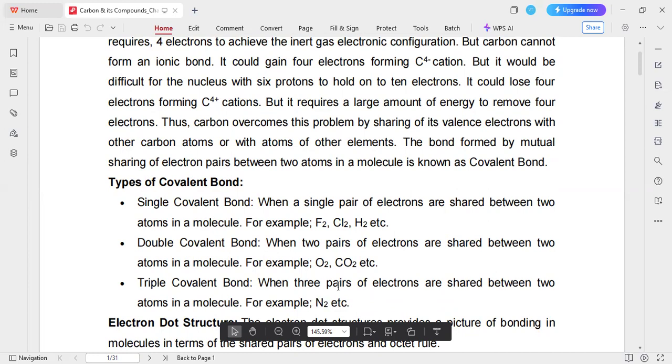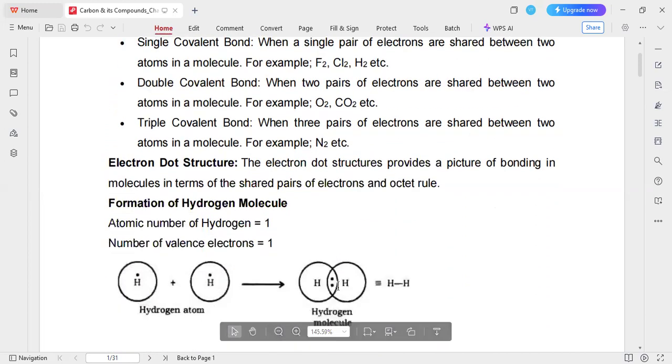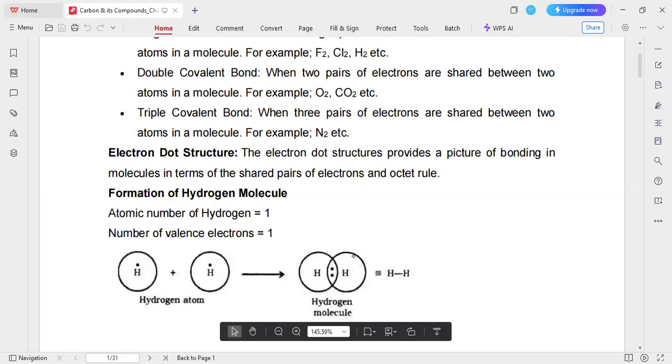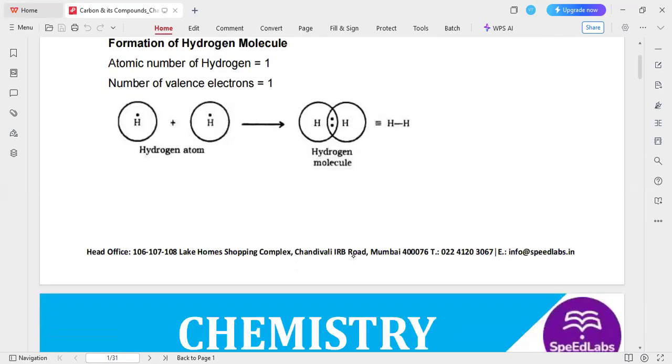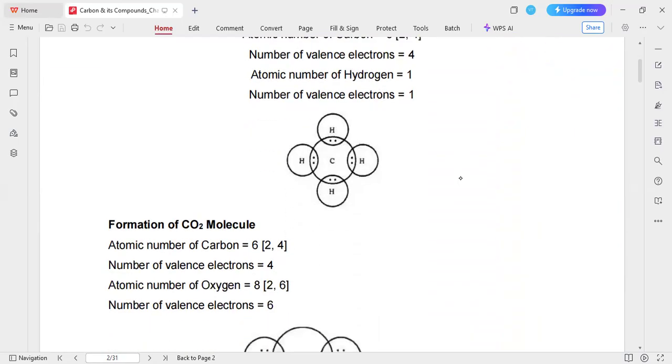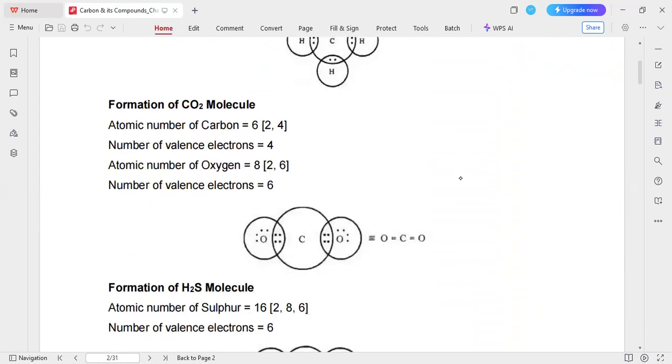They may ask you the dot structure in the exam, children. Here you can see how I have explained. Hydrogen, hydrogen, a single pair is there. Similarly, you can see for methane, which I just explained. You can check for the CO2 molecule also. Let's practice CO2, how it is.